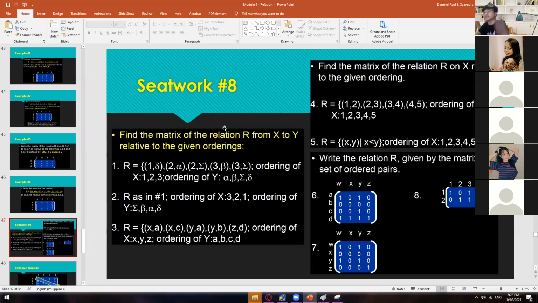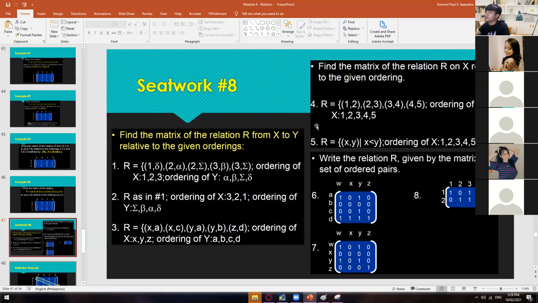All right, so you have here your seatwork number 8. So find the matrix of the relation R from X to Y relative to the given orderings. So just be wary when it comes to writing the orderings. So we have this list of relations, and then here are their orderings. 1, 2, 3, alpha, beta, sigma, and so on and so forth. So 3 numbers for this one.